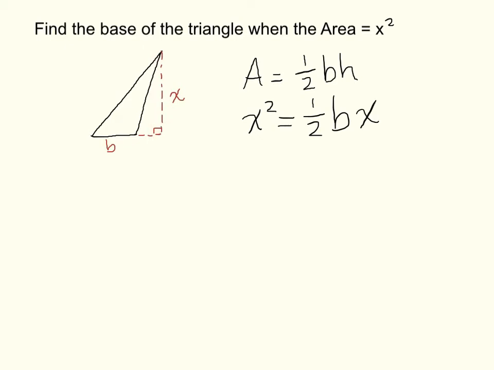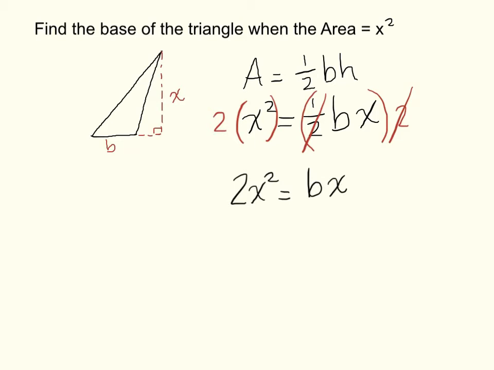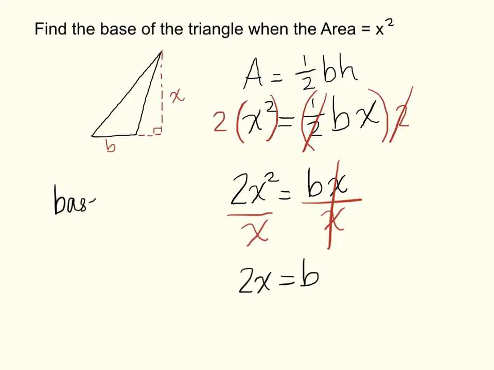Okay, so now I need to solve for b. So what I do first is I want to get rid of my half. So I'm going to multiply both sides by 2. And so my half and my 2 will cancel, and I'm left with 2x squared equals b times x. I still need to solve for my base, so this time I need to divide by x on both sides. And my final answer then is going to be 2x equals b. So that means my base equals 2x, and that's my answer.